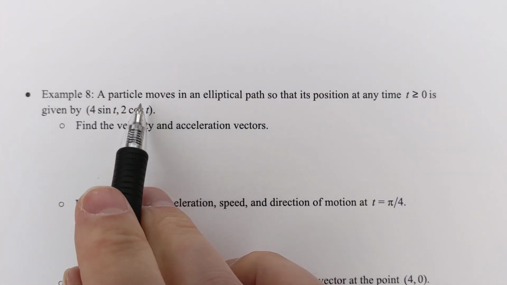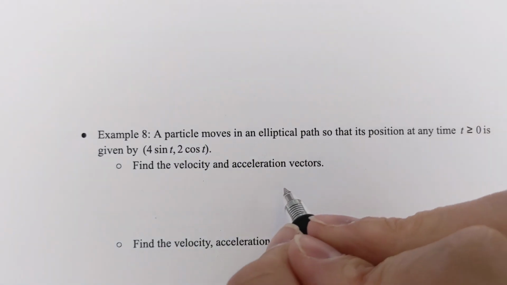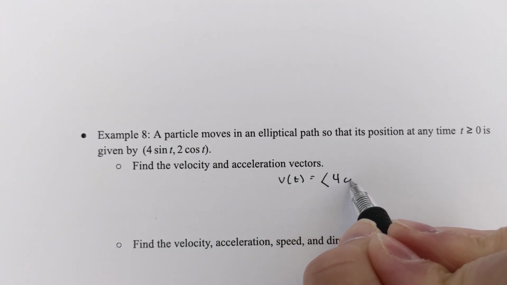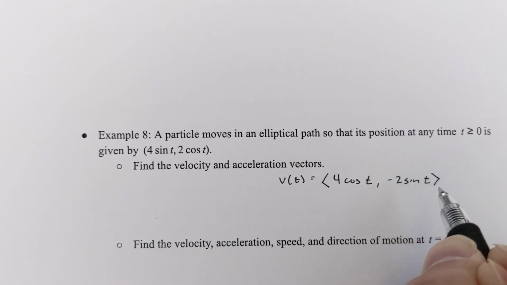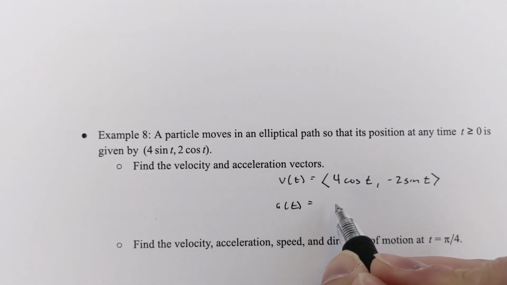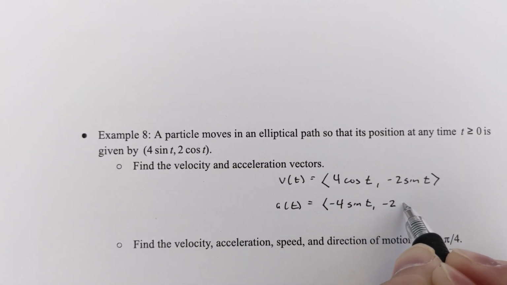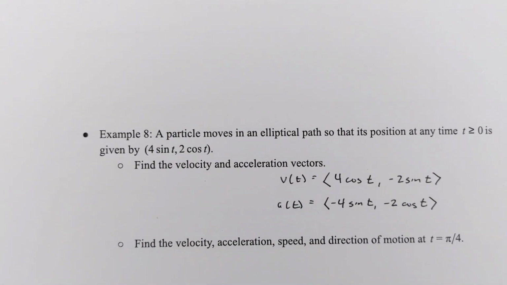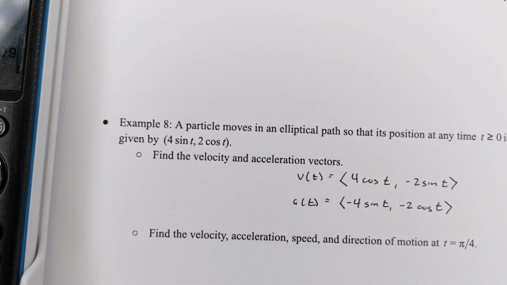Okay, example 8: a particle moves in an elliptical path, so its position is given by this. Find the velocity and acceleration vectors. Well, velocity is the derivative, so that's going to be 4 cos t, comma, negative 2 sine t. The acceleration vector is the derivative again, so negative 4 sine t, comma, negative 2 cosine t. Find the velocity, acceleration, speed, and direction of motion at pi over 4. All right, so for the velocity, I plug pi over 4 into my velocity equation.